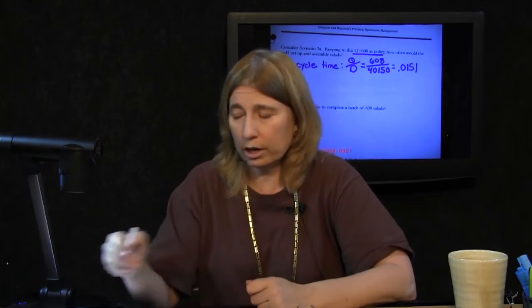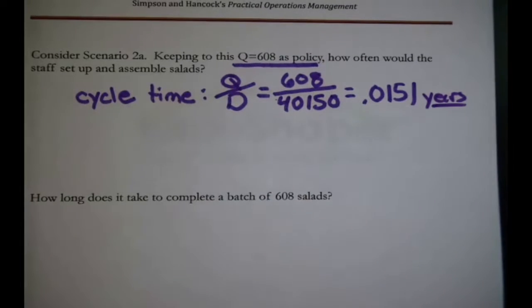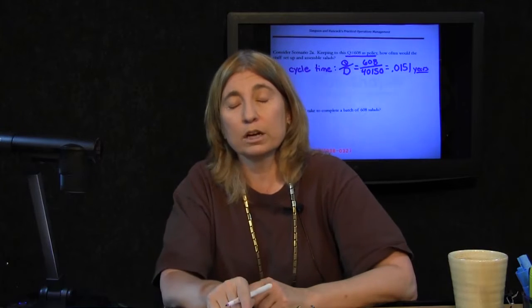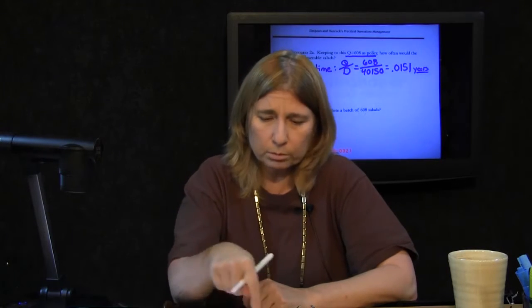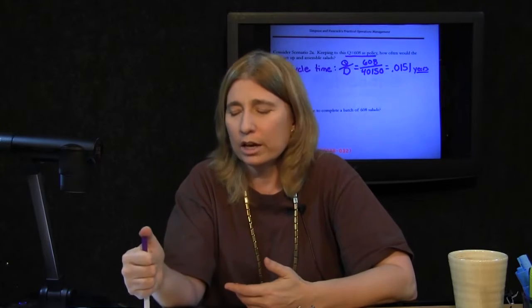That is the amount of time that passes between when they start a batch of salads and they have to start the next batch of salads. How much time is that? What is that supposed to mean? 0.0151. Remember that the very simple formula for cycle time is Q divided by D. Put those numbers in your calculator, but what you're looking at on the screen when you get a number back is in years, because D refers to a year. So 0.0151 years is how much time passes between salad setups. That's a true and correct answer. It's not really very intuitive.